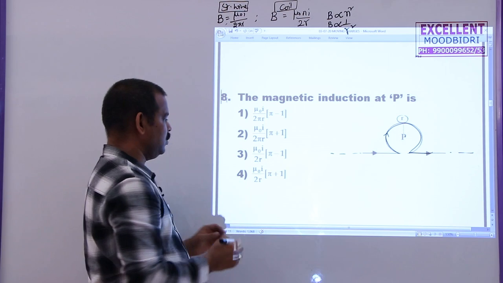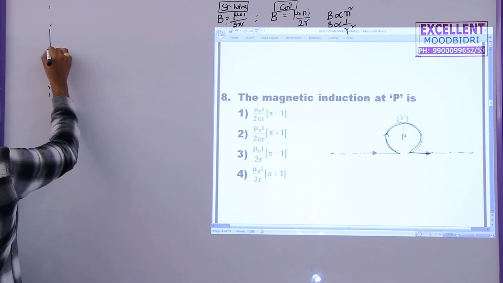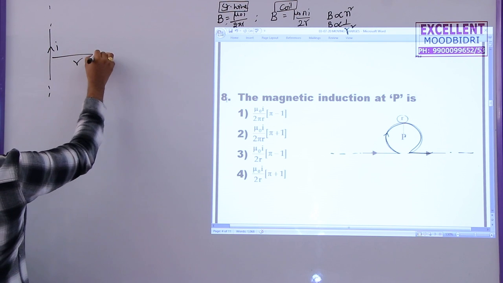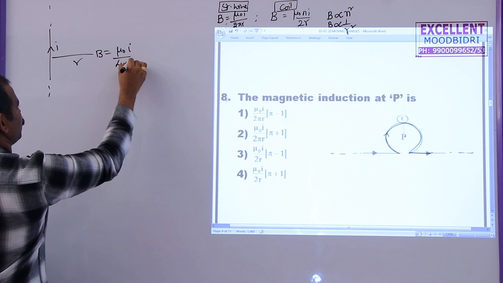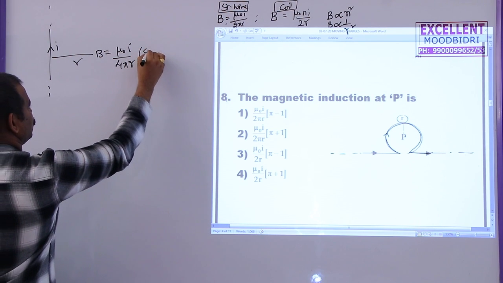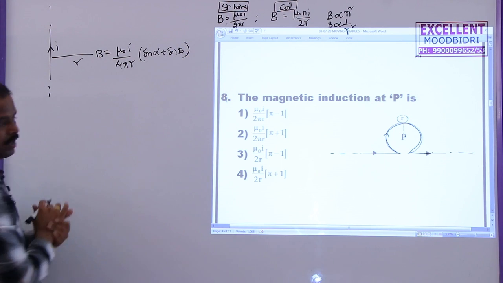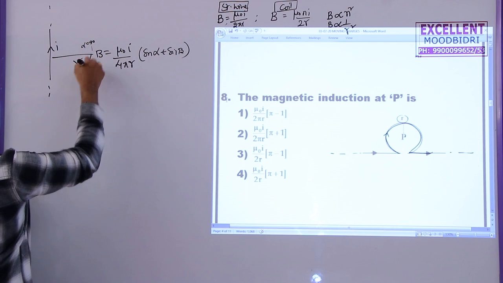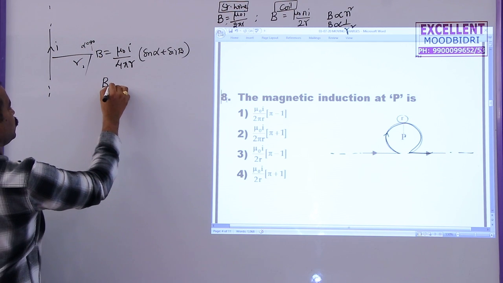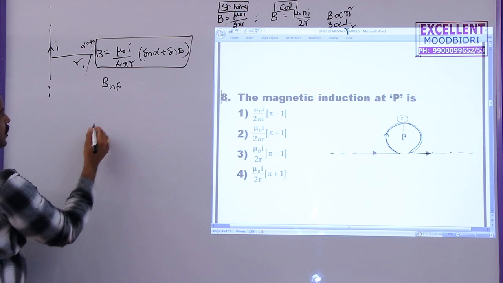What is the magnetic field due to a straight current carrying conductor of infinite length? For current I at a distance R, B is equal to mu naught I by 4 pi R into sine alpha plus sine beta. This is the formula. But for infinite length, alpha will be 90 and beta will be 90. This is the actual general formula for any straight wire.